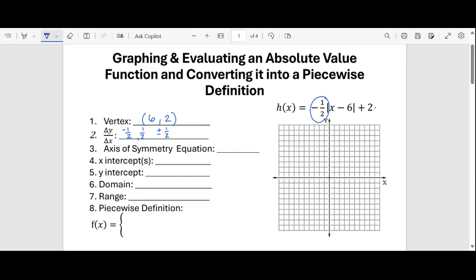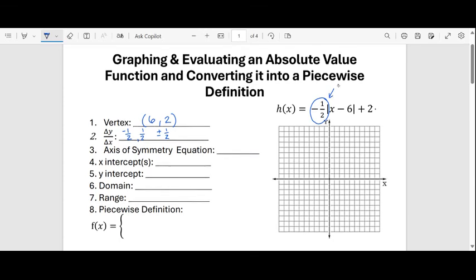And just as a note here, because the slope that is listed in our equation is negative, this is called our A value. Because it's negative, this graph opens downward. So I'm just going to write that down. Our V shape should be opening downward. The right side of our graph will have a negative slope. Let's go ahead and graph our equation.